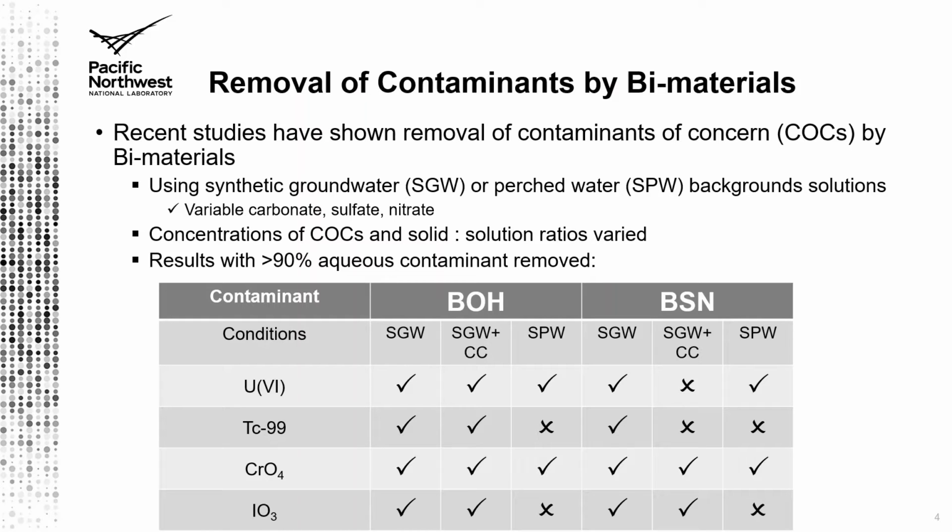This table shows tests using BOH or BSN in either synthetic groundwater with individual contaminants, synthetic groundwater with co-contaminants, so all of the contaminants mixed together, or synthetic perched water. With combined contaminants, removal of uranium and technetium were decreased for the BSN test. For both BOH and BSN, there was a decreased removal of technetium and iodine in the synthetic perched water, which has higher concentrations of nitrate, sulfate, and carbonate compared to the synthetic groundwater.